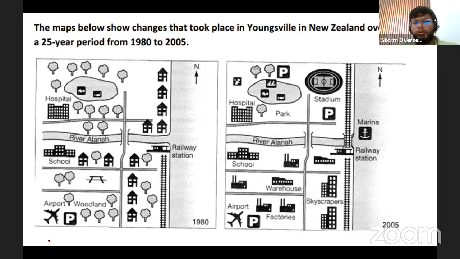Here we have two maps. One is for 1980 and the second one is for 2005. So we need to use past tense for that. And what we can see is, okay, in the northern area.